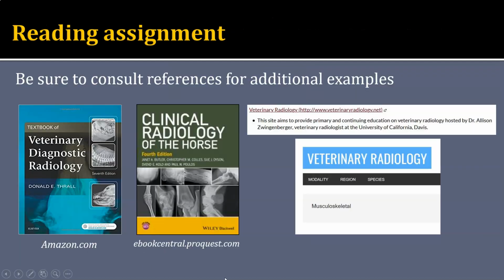Be sure to consult references for additional examples, and don't forget that you can go to the Canvas website under the general information to click on the link for this veterinary radiology website, where you can look through modality, region, and species and be able to find some additional practice cases that you can look at first, do your findings, do your conclusions, and then you can look at the posted answers for those cases. Remember, practice, practice, practice is only going to make you better.